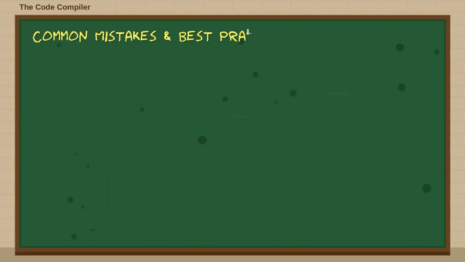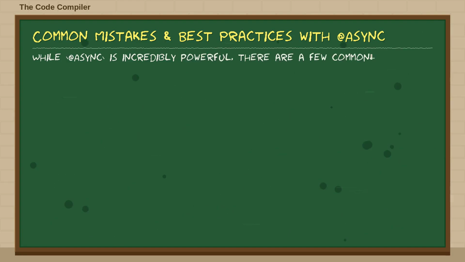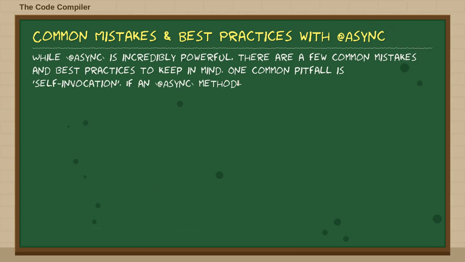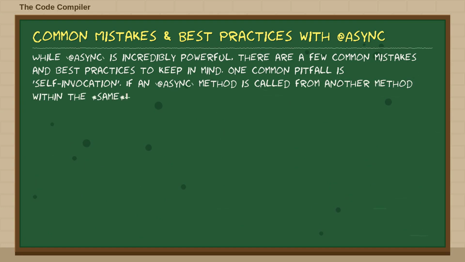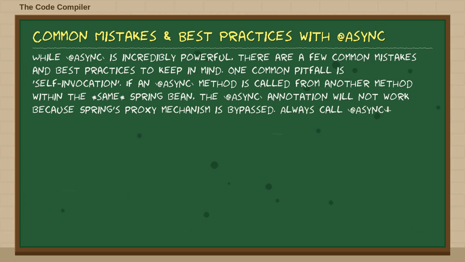While @Async is incredibly powerful, there are a few common mistakes and best practices to keep in mind. One common pitfall is self-invocation. If an @Async method is called from another method within the same Spring Bean, the @Async annotation will not work because Spring's proxy mechanism is bypassed. Always call @Async methods from different beans.